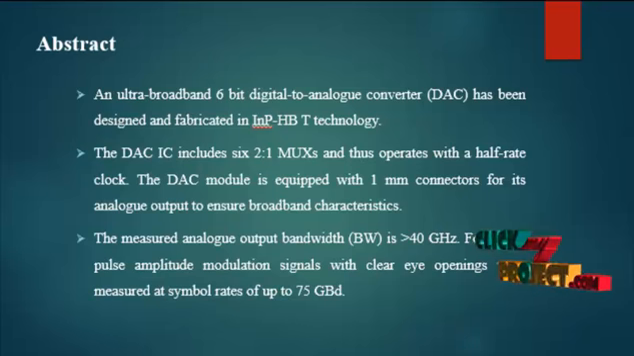Abstract of our product: an ultra broadband 6-bit digital to analog converter has been designed and fabricated in InP-HBT technology. The digital to analog converter IC includes a 6:2:1 MUX and thus operates with the half rate clock. The module is equipped with 1 mm connectors from its analog output to ensure broadband characteristics. The measured analog output bandwidth is greater than 40 GHz.